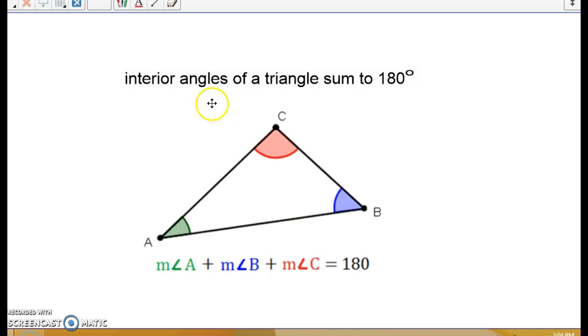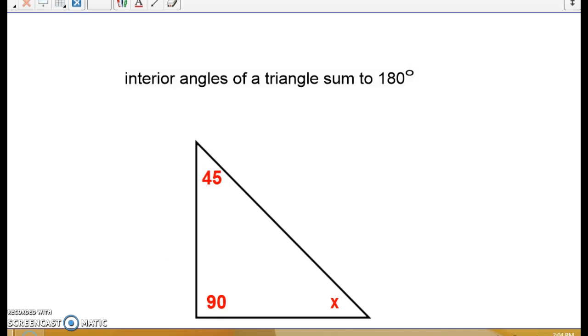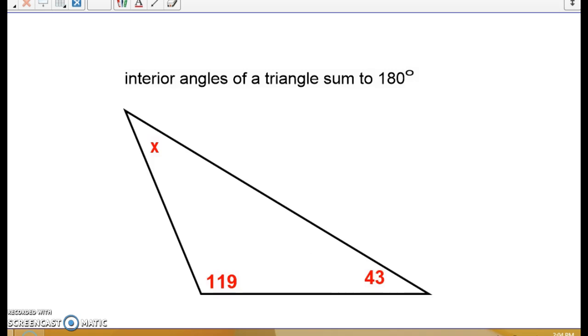Alright, so if they give us something like this, we know that a triangle measures up to 180 degrees. So here, if I was figuring this out, I would say 180 minus 90 minus 45 means that my missing angle here is 45 degrees. This one, same thing, it's an obtuse triangle because I have one angle that's more than 90 degrees, so I would still do 180 minus 119 minus 43. That would tell me that this angle is 18 degrees.